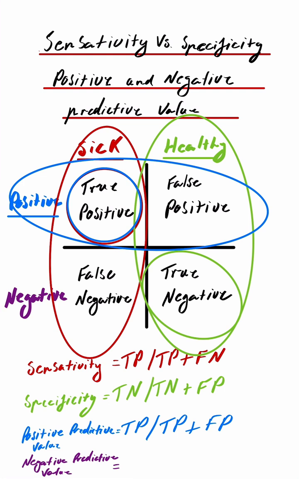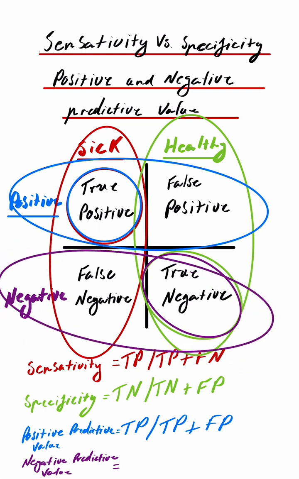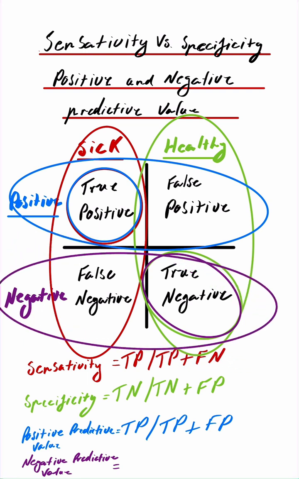And then lastly, we'll talk about negative predictive value. Negative predictive value indicates the probability that a negative test result is a true negative. So again, we're looking at true negatives. And we're looking at this cohort of people who test negative. So the way we figure this out is we say true negatives divided by that cohort, which is true negatives plus false negatives. So hopefully that clears up sensitivity and specificity and how we calculate them and what positive and negative predictive value means.